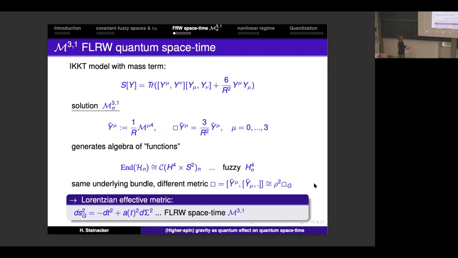You should think of this as being a mass term which is extremely small, at cosmological scale. So it's not a big deal. And at the end of the day, I think it should be a quantum effect, but let me just put it by hand. Now, if you take this model, then I claim these kind of configurations I talked about before are actually classical solutions.